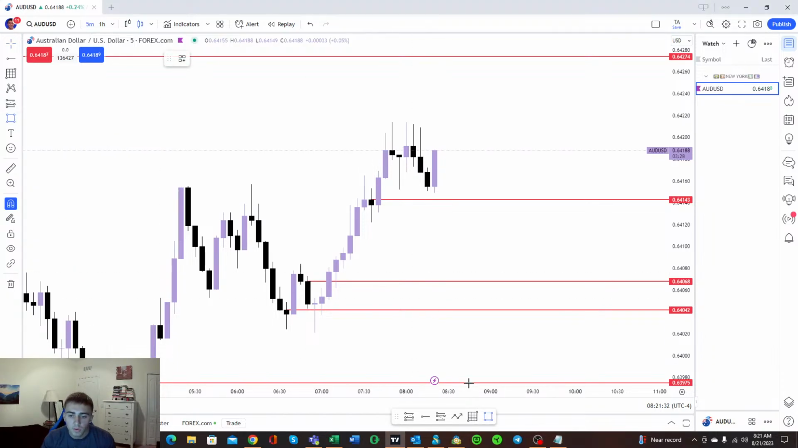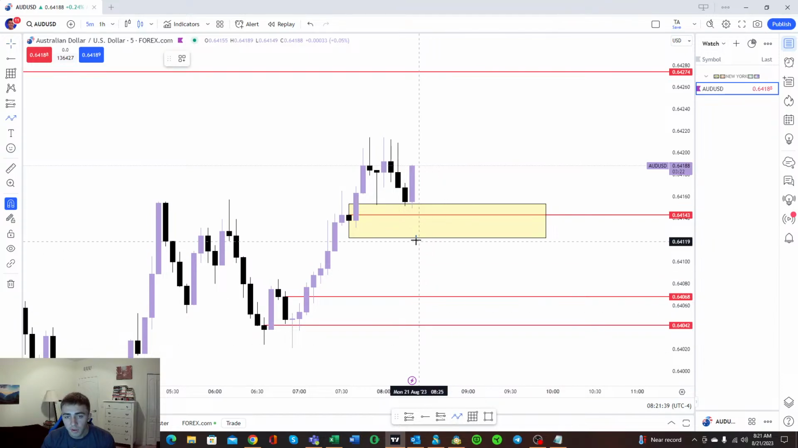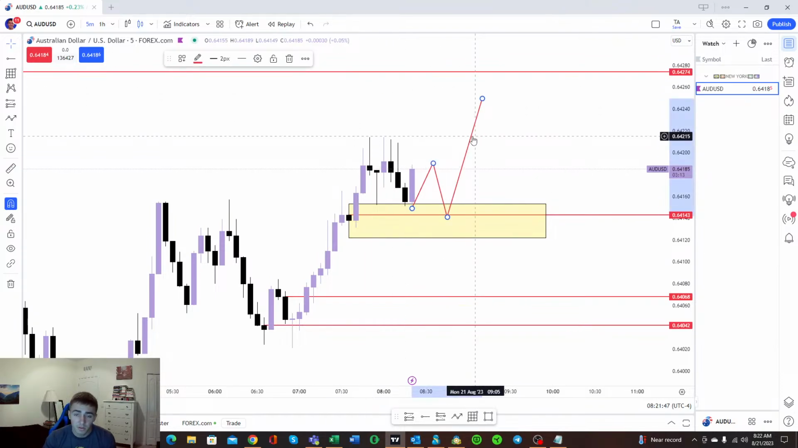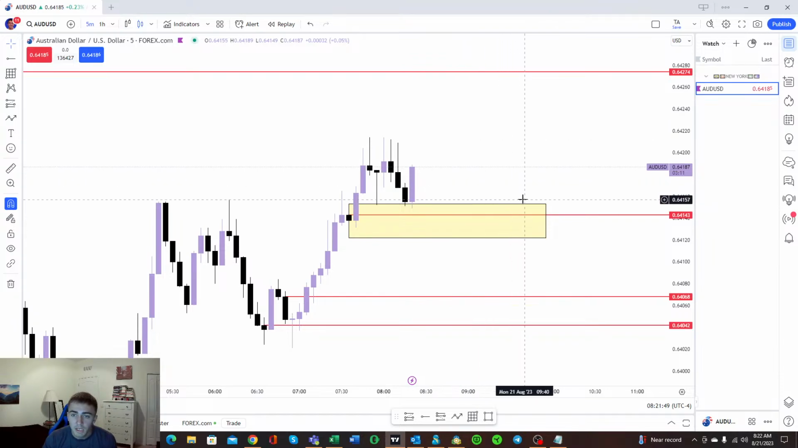Let me just throw that there. You guys see how it's reacting off this box? I can't tell you how many times I've seen it react off the box like this, come right back down to the line, and then go up. That's not to say it's going to do that. It's going to do whatever it wants to do, but that's why I don't trade the boxes.